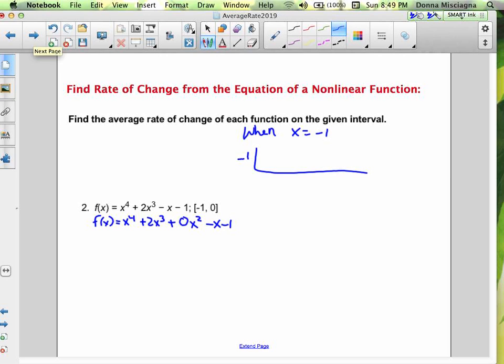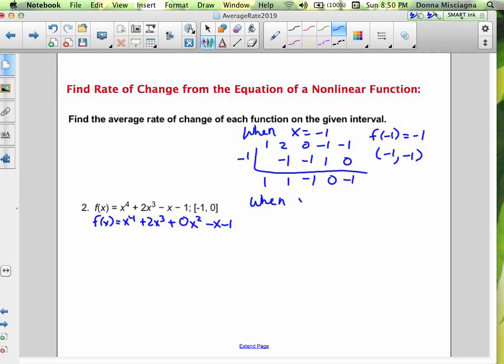So this would be 1, 2, 0, negative 1, negative 1. Bring down the 1. 1 times negative 1 is negative 1. Add, we get 1. 1 times negative 1 is negative 1. Add, we get negative 1. Negative 1 times negative 1 is 1. Add, we get 0. And 0 times negative 1 is 0. Add, we get negative 1. So this is the point negative 1, negative 1. In other words, f of negative 1 equals negative 1. So you plug in negative 1, you get negative 1.